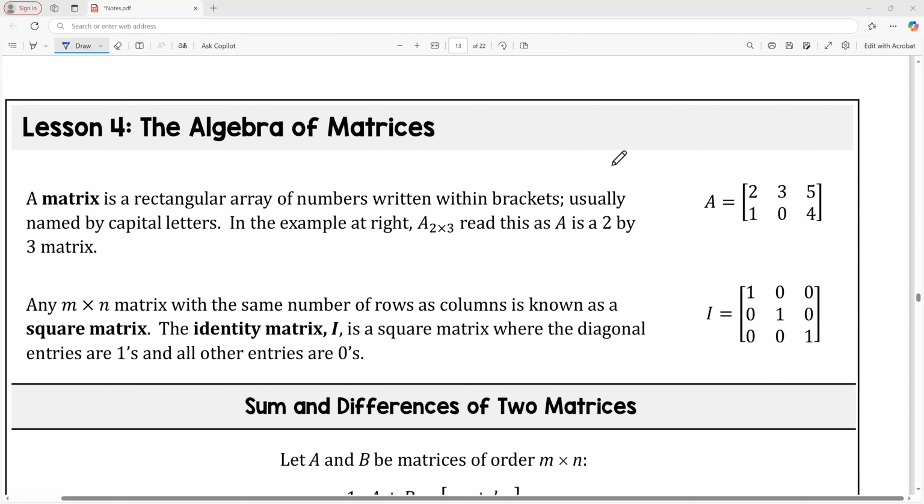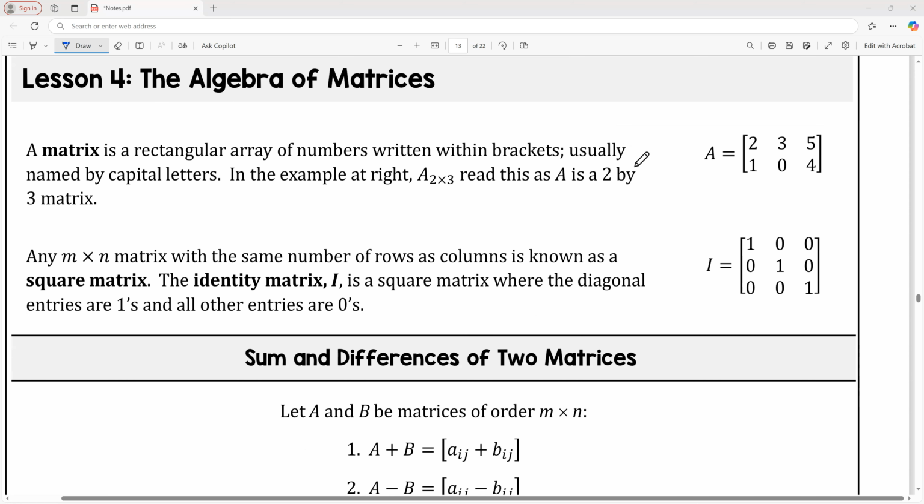Okay, so this is going to be a relatively short video. This one is on the algebra of matrices and how it works. So, like I mentioned before, matrices are a rectangular array of numbers. Usually they're written with capital letters. So, for example, we have matrix A here is this matrix there.